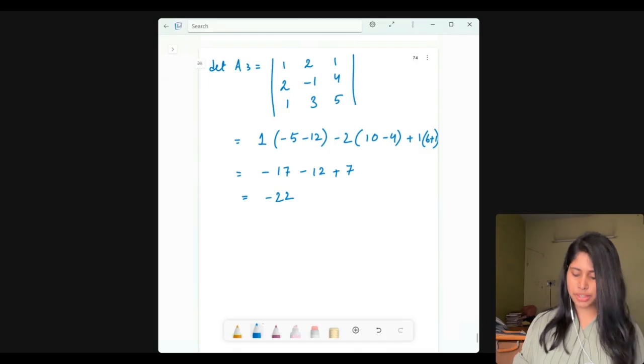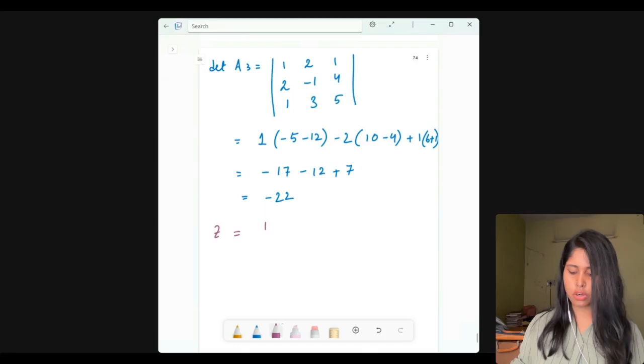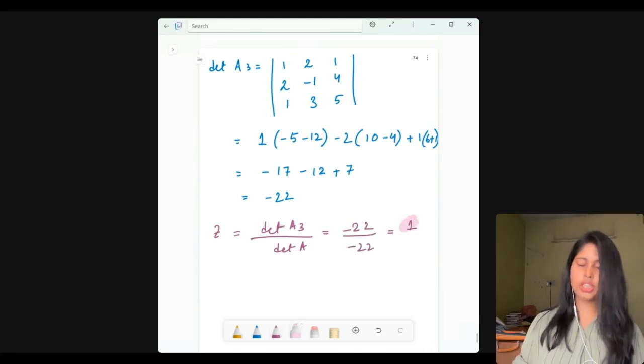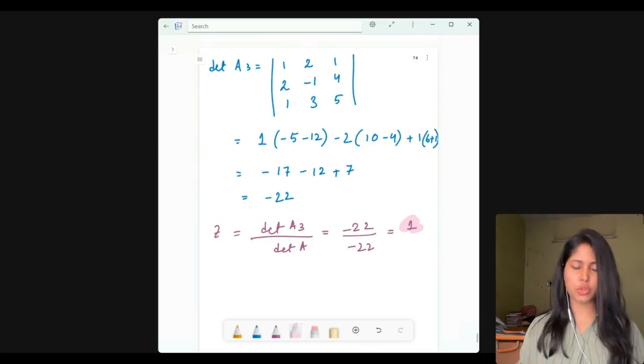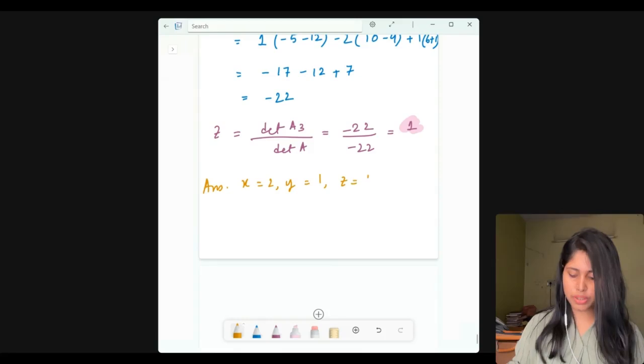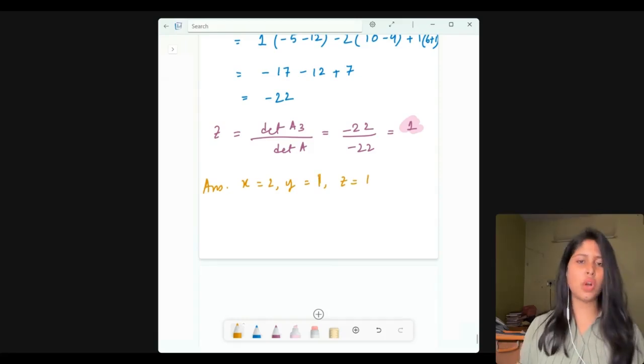Now if this is minus 22, then we will get our unknown variable z by determinant of A3 by determinant of A, which equals minus 22 by minus 22, which is again 1. So from here, in this question, we have got our solution. We have got the values of the unknown constants. So let me write the final conclusion: x is equal to 2, y is equal to 1, and z is equal to 1 again. So this is our answer.